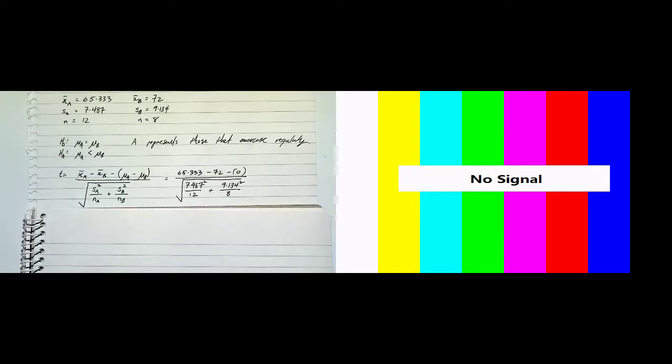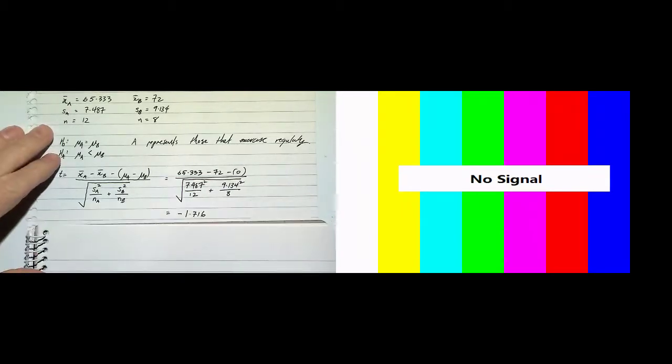Then we've got our calculation of the test statistic. So if we substitute in our mean of group A, mean of group B, the standard deviation. Now we have to remember that the formula here includes the variance, or the standard deviation squared. So if we're given the standard deviation, you have to square that. And then we've got the sample sizes on the denominators here for each group. This gives us a test statistic of minus 1.716.